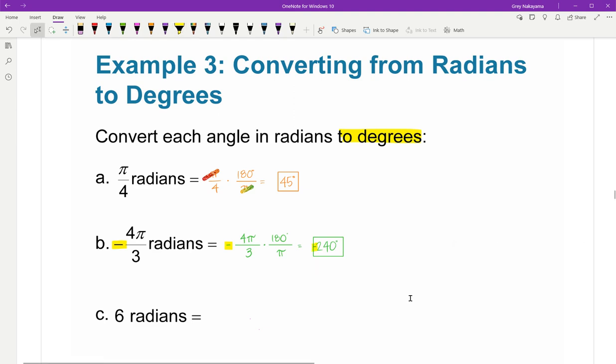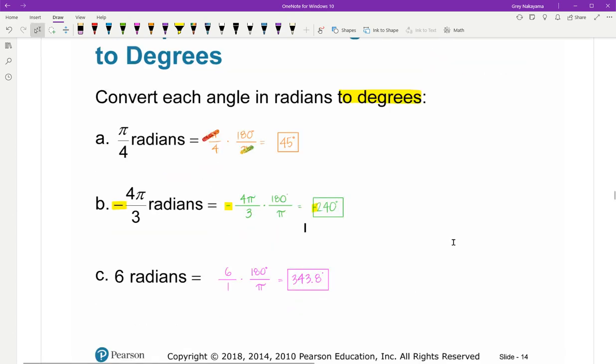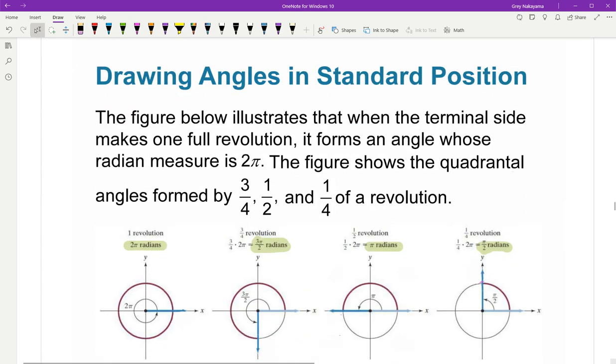All right, look at this one, 6 radians. Again, 6 over 1 times 180 over pi. This would be one that you're going to round to whatever MyLab Math tells you to round to. So 6 times 180 divided by pi, I took it out one place, that's 343.8 degrees.